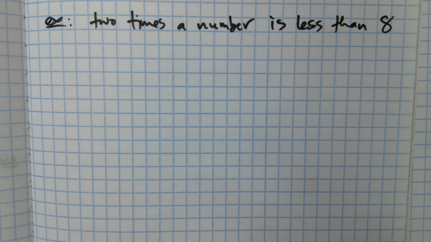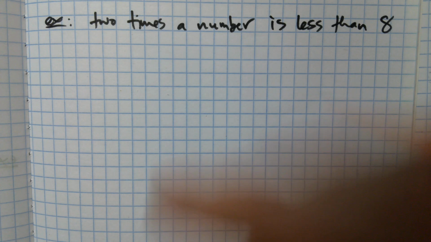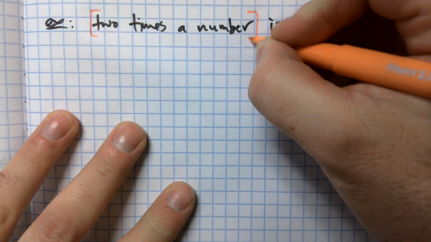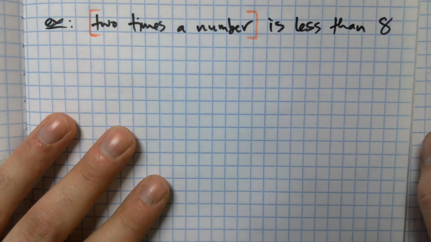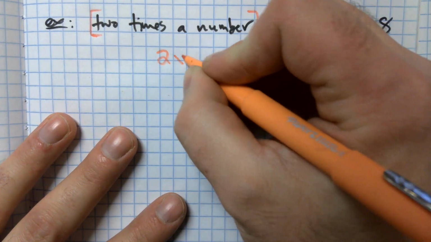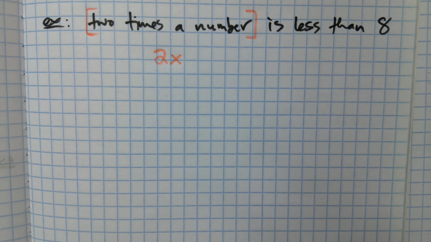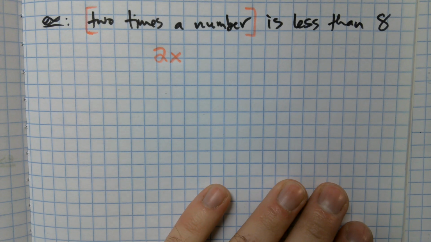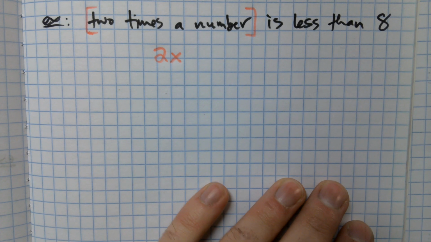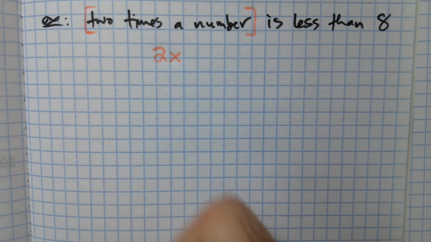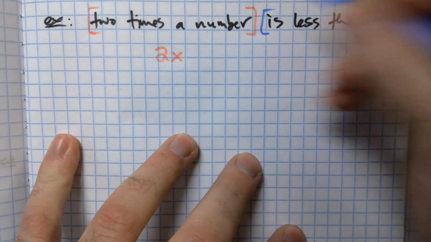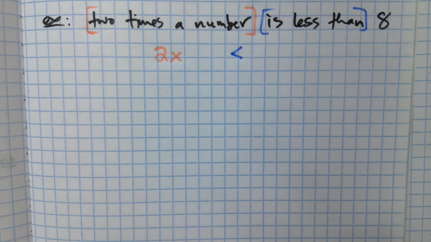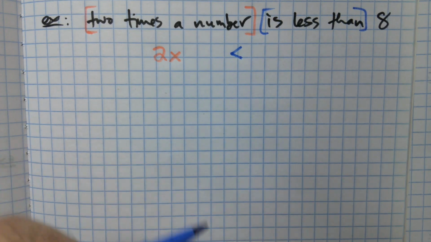So, let's go left to right. We're just translating this. 2 times a number. Who can help me out with what that would look like? Alex. 2x. 2 times a number. I don't know what the number is, so I'm going to call it x. Is less than. What's that going to look like? A less than symbol. It doesn't say no less than. It says is less than. Very direct, very literal.